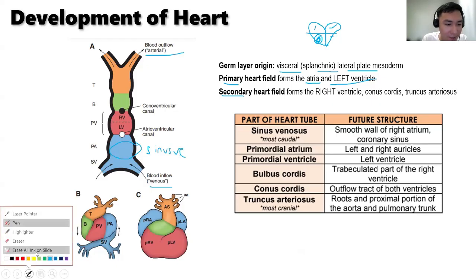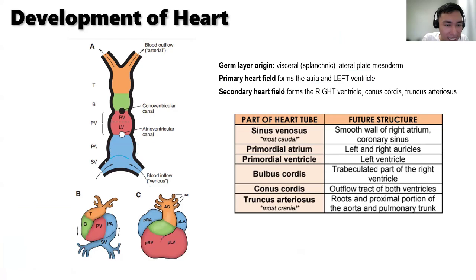Sorry, mali yung binilugan ko. Erase natin. So, ito, sinus venosus. Ibahin natin yung ink, this one. This is your sinus venosus. And it forms, sabi dyan, the smooth wall of your right atrium. So, yan daw yung magiging smooth wall ng right atrium.